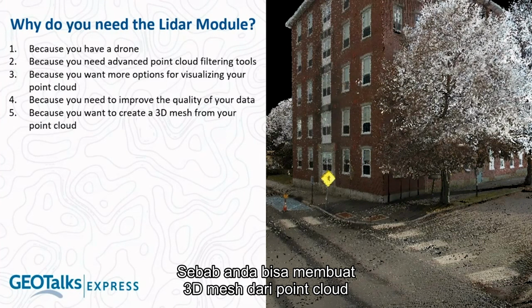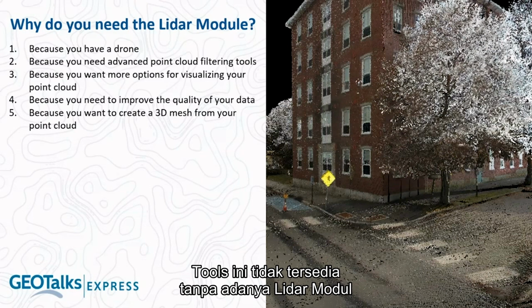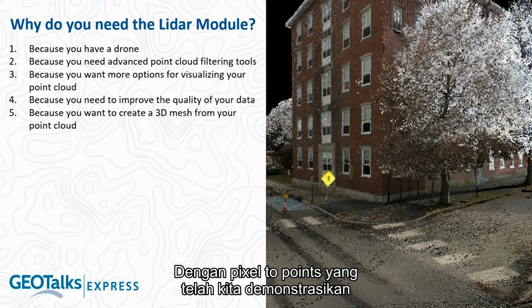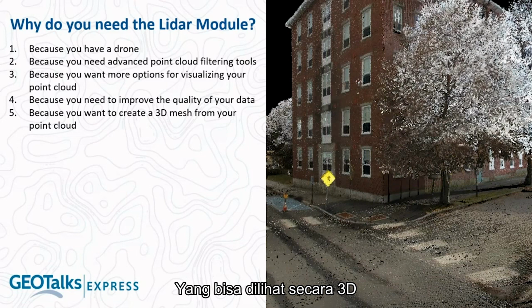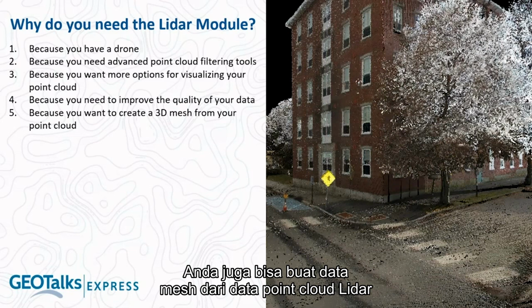Number 5, you want to create a 3D mesh from your point cloud. This is, again, unique to the module. This is not available without the LiDAR module. With the pixels to points tool that we demonstrated, we got a mesh. That was an automatic output option from that tool. We generated that mesh. We looked at it in 3D. But you can also generate a mesh from the points themselves, from LiDAR, from any point cloud.